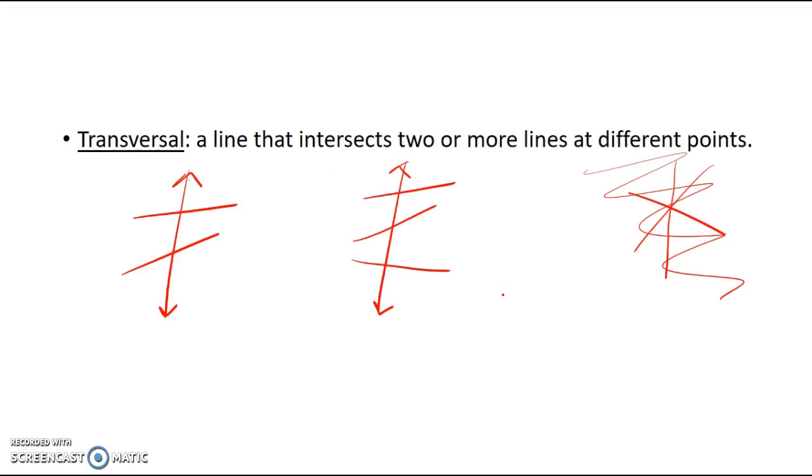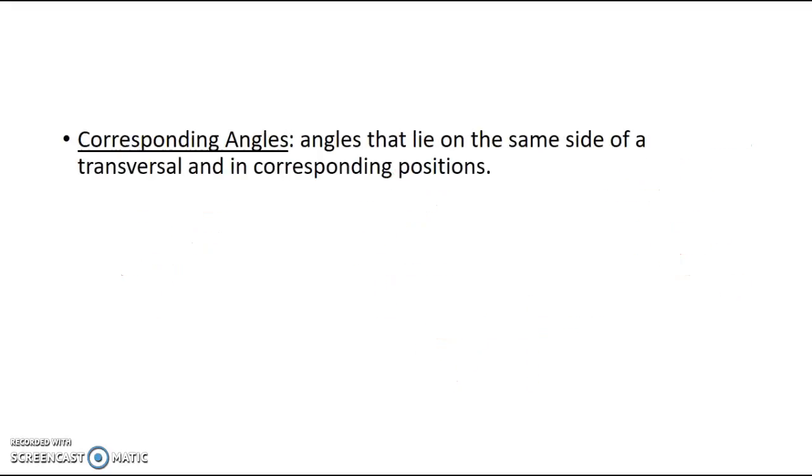Other ways we could see transversals, our lines can be going up and down and our transversal can go across. So again, our transversals are the ones, all of these are lines, but I only put the arrowheads on our transversals. So those are examples of transversals. Now, in our transversals, so two lines cut by a transversal, we have what we call corresponding angles. So angles that lie on the same side of a transversal and in corresponding positions.